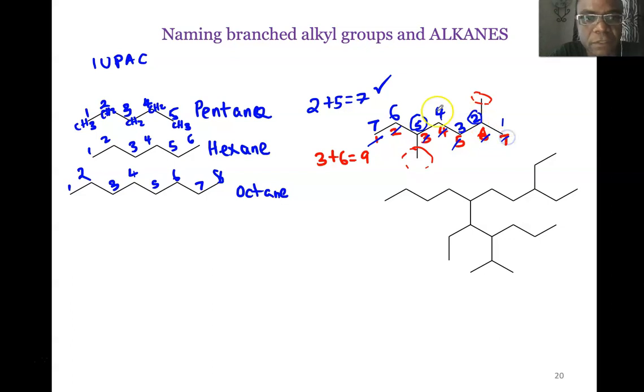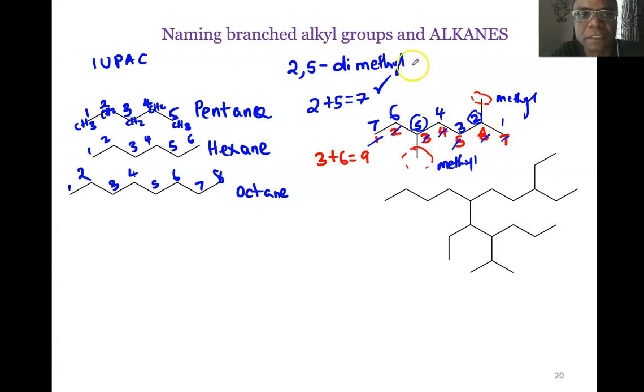Now we focus again on the substituents. This happens to be a methyl. This happens to be a methyl. So the name should be 2, 5, going with the blue, 2, 5 hyphen, there are 2 methyls, so dimethyl, and then the longest chain has 7 carbons, hept, there's no pi bonds, so A and E, heptane. 2,5-dimethylheptane.